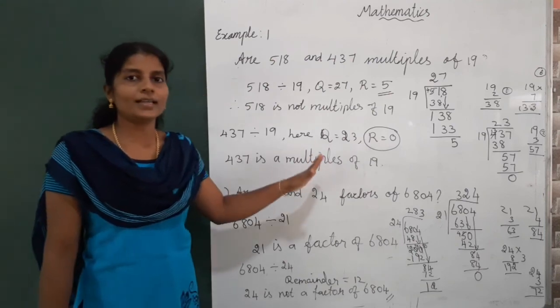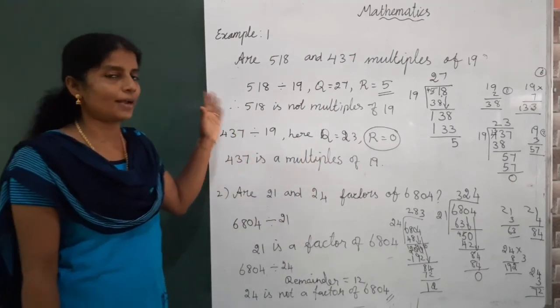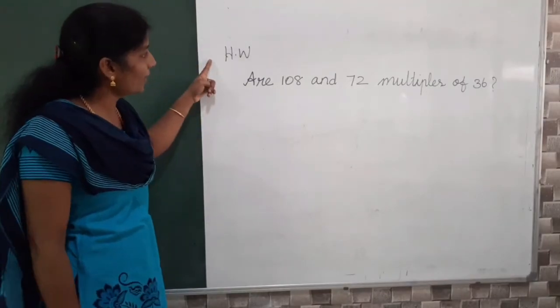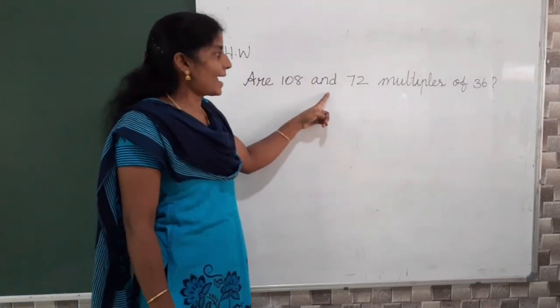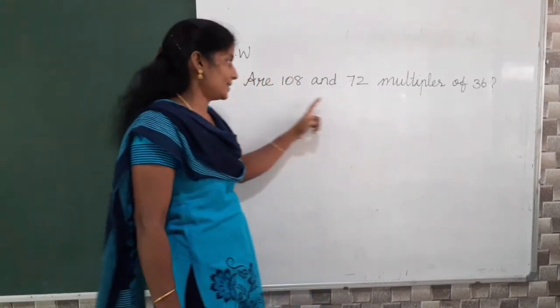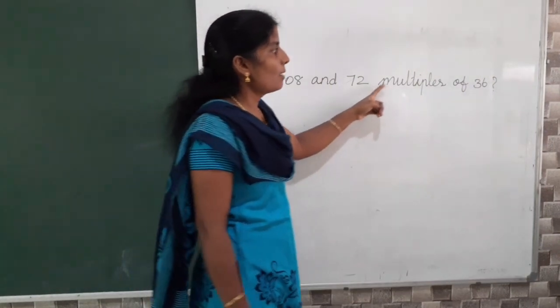Are you clear? How can we find out what is a multiple of that particular number? We can divide it. If the remainder is 0, that is a multiple or factor of that particular number. Are you clear? Today's homework, only one problem. Are 108 and 72 multiples of 36?